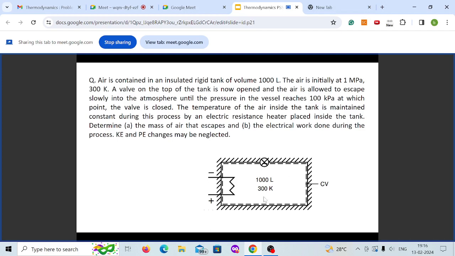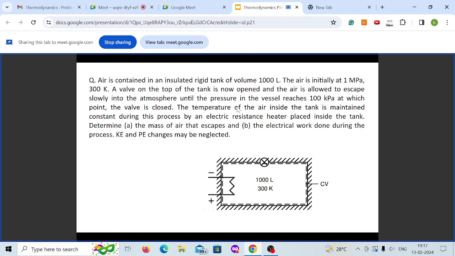and they are saying a valve on the top is now opened and the air is allowed to escape slowly into the atmosphere until the pressure in the vessel reaches 100 kilopascal, at which point the valve is closed. So initially the pressure in the tank is 1 megapascal, your valve is open, you are letting the air escape, and you are closing it when the pressure in the vessel reaches 100 kilopascal, that is 1 bar.